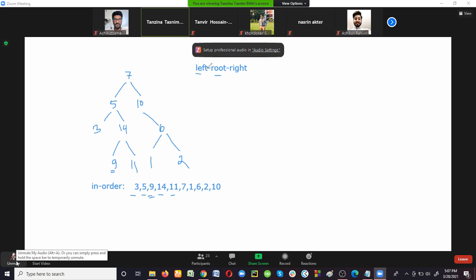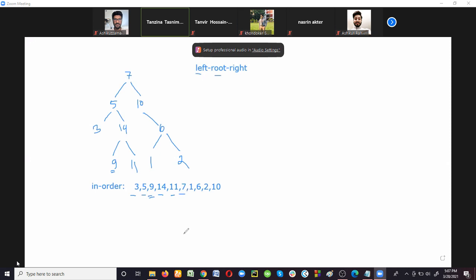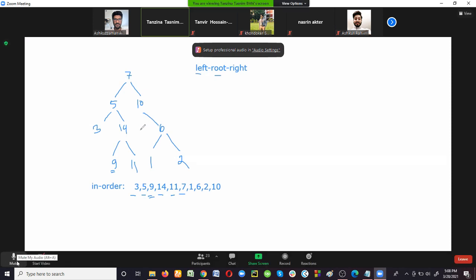After traversing the left subtree, then take the root node because it's in order traversal. So here 7 is the root node. What is the next step? The next step is traverse the right subtree where use the recursive function in order. So here 10 is the right child of 7 and it's a parent node. It has how many children? 1, 2 children.